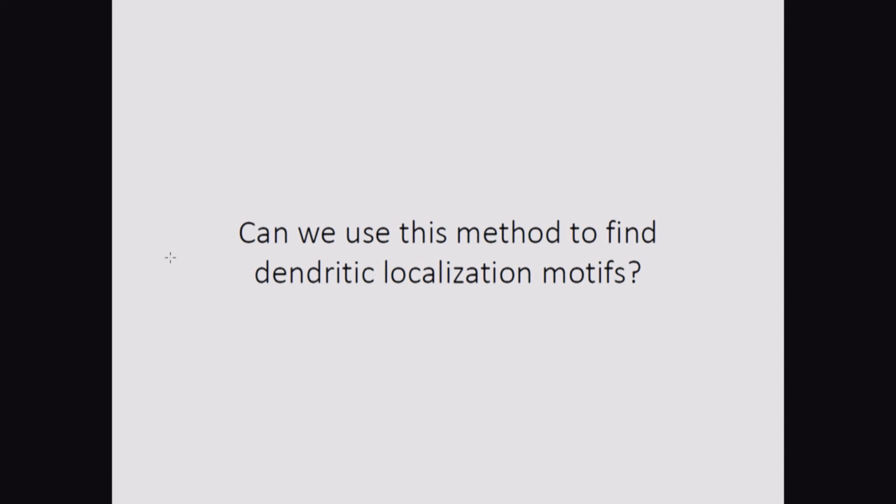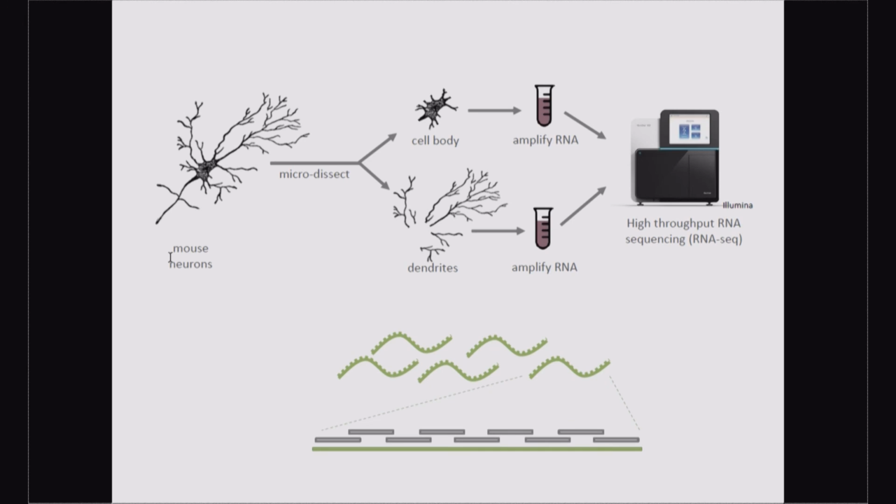Okay, so now coming back to our original problem: can we use this method to identify motifs that are involved in dendritic localization? I don't have time to get into the experimental details, but basically we wanted a better data set to tell us which RNAs are actually dendritic. So we separated out dendrites and cell bodies and did RNA sequencing on them separately. That tells us all of the RNAs present in those two compartments. Then we can compare them and identify RNAs that have a higher level of expression in the dendrites than we'd expect based on their somatic expression.